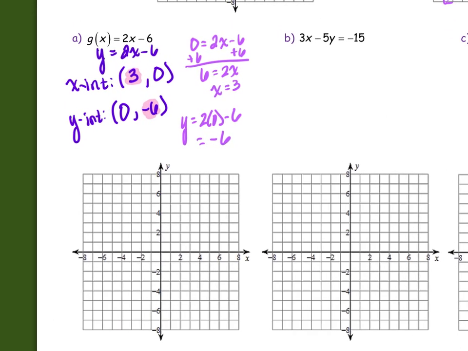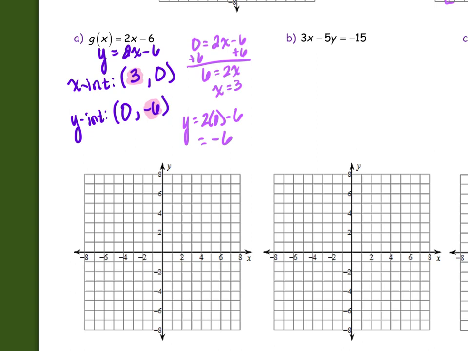Okay, guys, so for A, I got my x-intercept to be 3, 0, and my y-intercept to be 0, negative 6. And so this should be what we get. Now, please, I'm not there, so if I make a mistake, please just correct me. You guys can debate it out. Let me know if I did it wrong, and help each other out. Because I make mistakes. Not perfect. But there we go. That should be it for A.